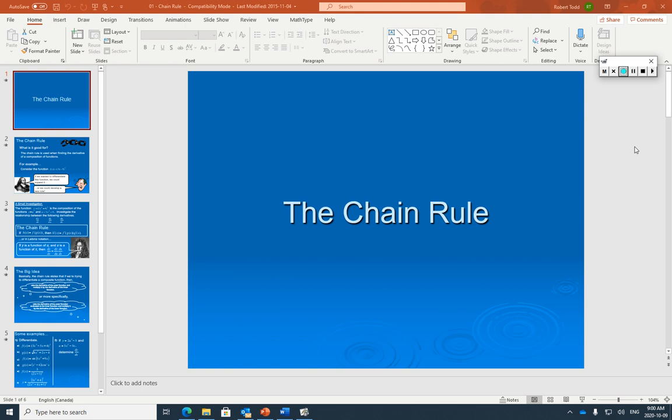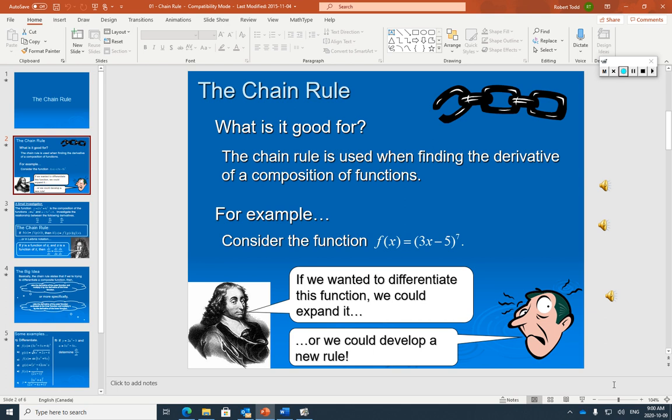The chain rule. What is it good for? The chain rule is used when finding the derivative of a composition of functions. If you're like, I don't even know what a composition of functions is, the lesson will teach that. You'll find out what a composition of functions is.